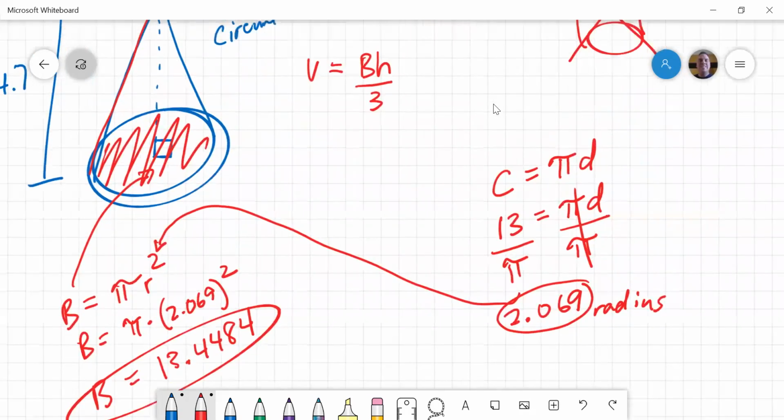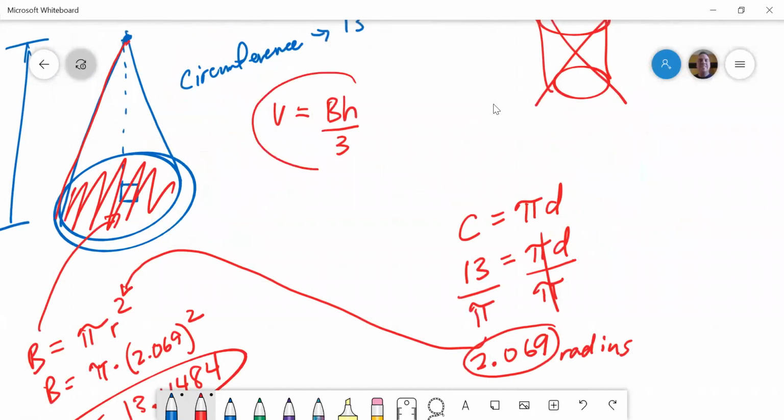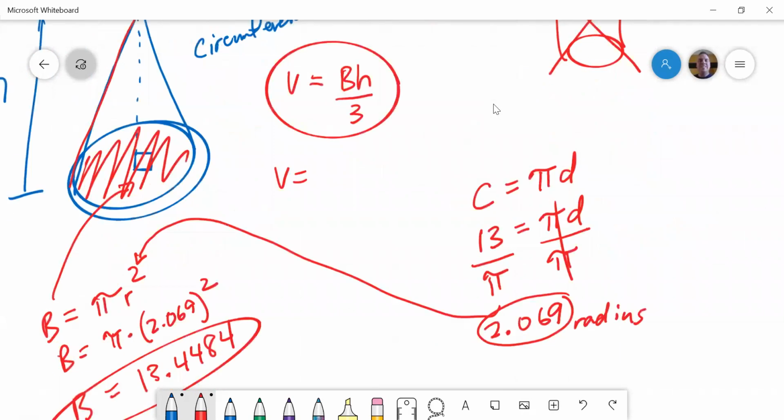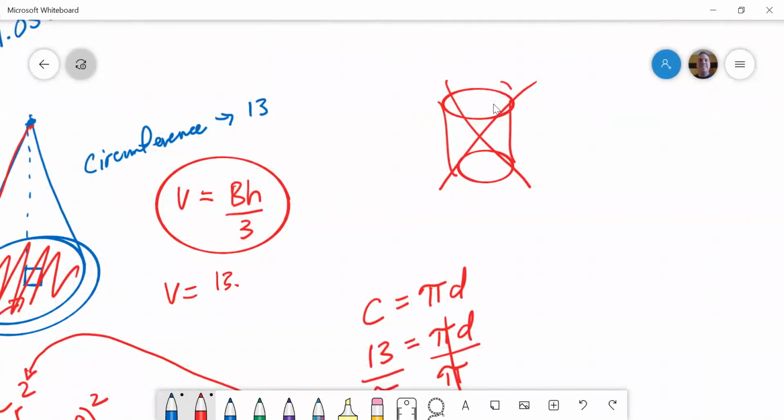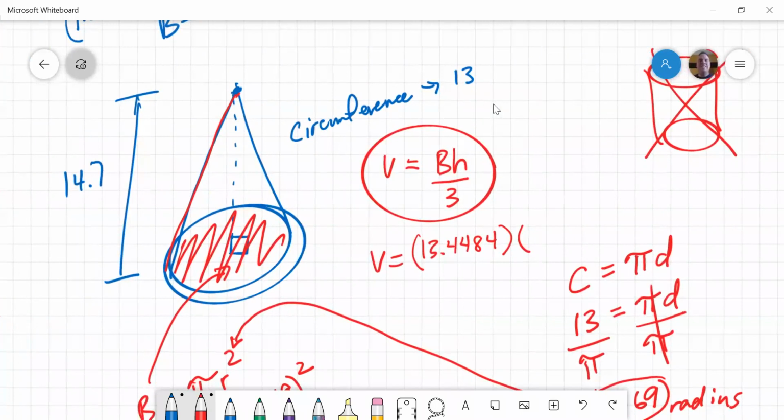Okay, again, if you round to 4 decimal places, then you're being extremely accurate, and that's fine, even though we're not at our final answer. So we're going to take that base area now and apply it to the volume formula. So the volume equals the base area, which is 13.4484, and we're going to multiply it by the height, which is 14.7.